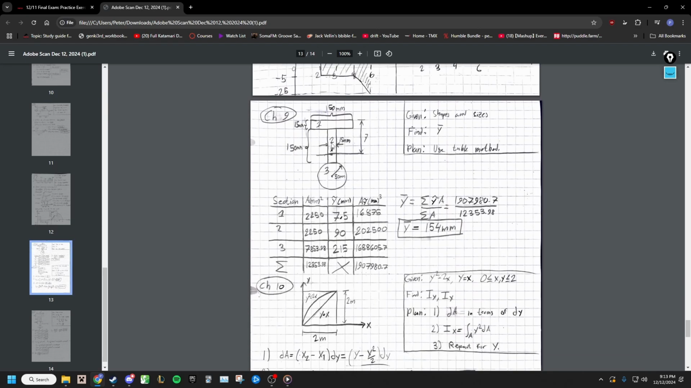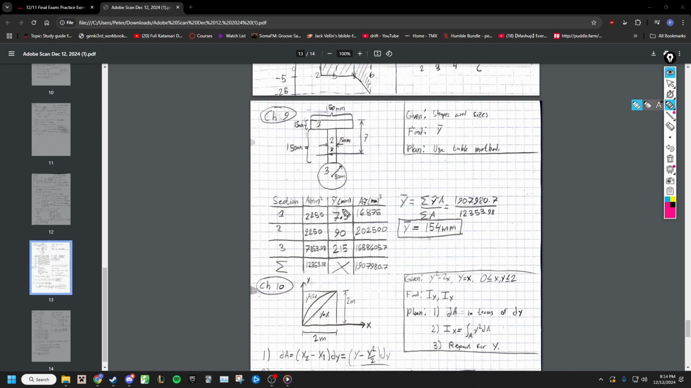So for the next question, we are asked to find the y centroid measured from the top. This is pretty straightforward. We do the table method. We have our sections listed here. We break down this composite body into the simplest shapes we can, which in this case would be 2 rectangles and a circle. We find the area for each shape. We sum it all together.